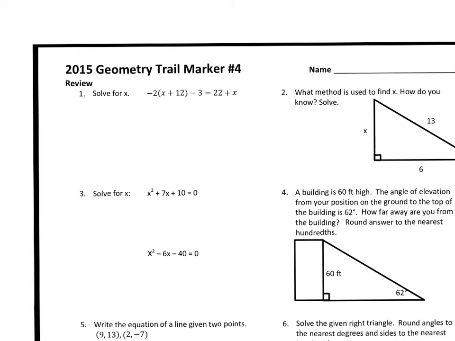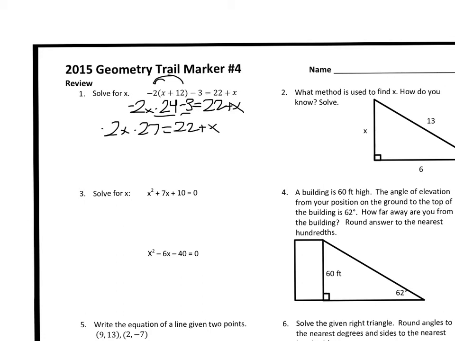The first skill is solving a linear equation, so I distribute -2, and I get -2x minus 24, minus 3 stays there, and then that's 22 plus x. Now I need to combine like terms, -24 and -3. They're on the same side, so I'm not adding any of them. I'm just combining like terms. So I get -2x minus 27 equals 22 plus x.